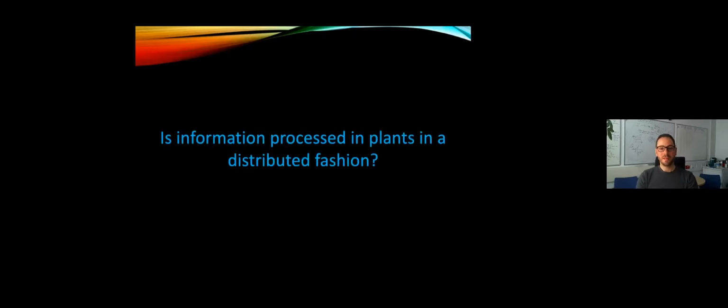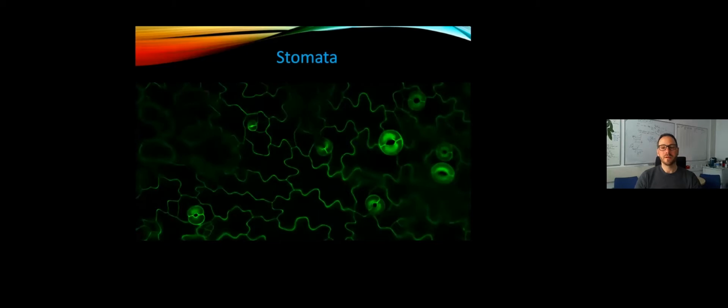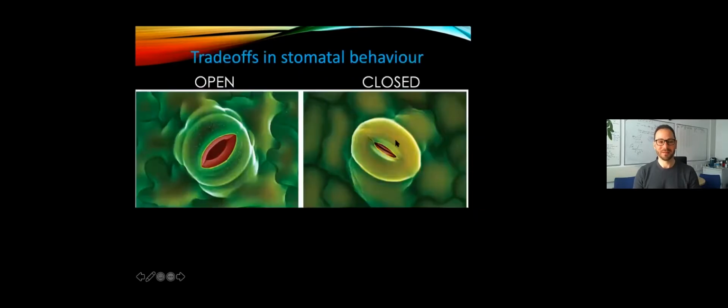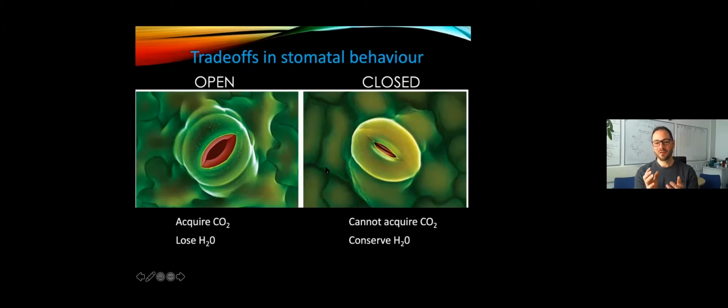Okay, so is information processed in plants in a distributed fashion? Well, we had an interesting example of this coming from stomata. I'm speaking to a plant science audience today, so I will not explain what stomata are. Well, briefly, they're involved in gas exchange in plants. But there's a trade-off in stomata behavior. When they're open, you can acquire CO2, but you're also losing water. So CO2 in is good, losing water bad. When they're closed, you cannot acquire CO2, bad, but you conserve water, good. So there's a need to optimize this trade-off between CO2 acquisition and water loss.